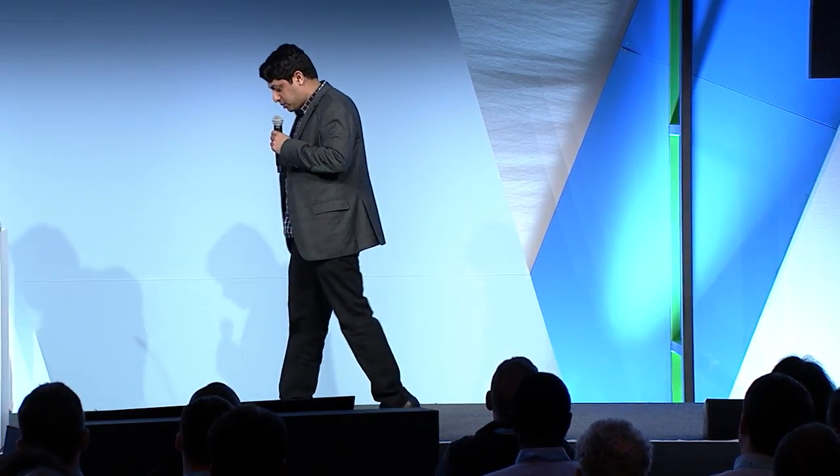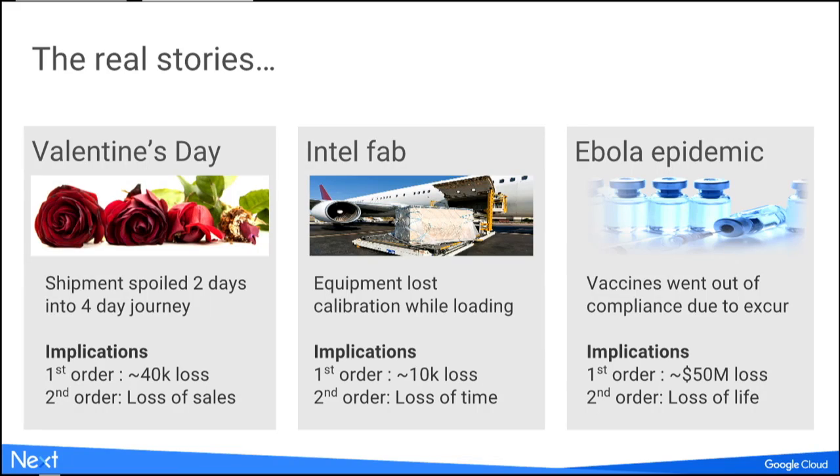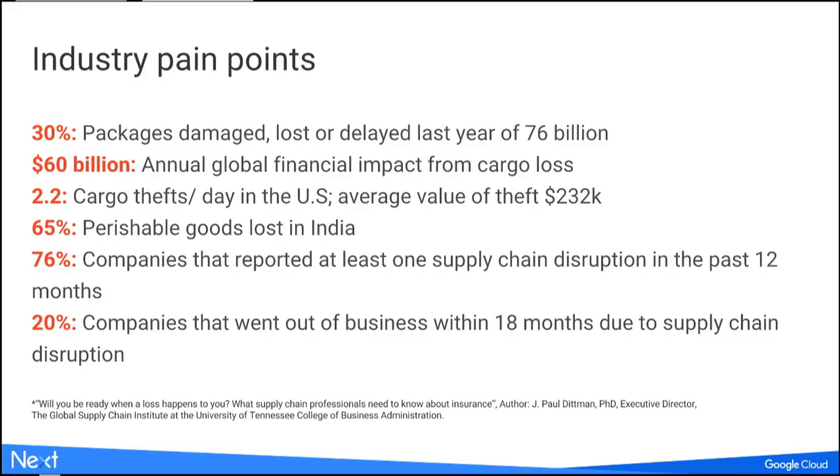The third story hits a little closer to the heart. 2014 Ebola epidemic in West Africa. A plane load of vaccines got spoiled. Nobody noticed it. And by the time they realized it, it was too late. There was no time for plan B or a contingency plan. People died. So these are not isolated incidents, but it happens every day across the world.